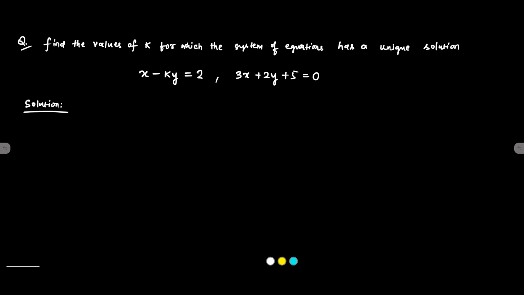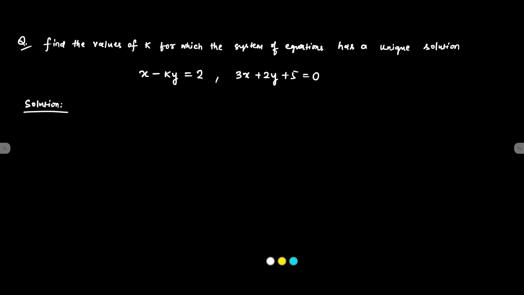So here is another question on conditions for solvability of linear equations. It is given: find the values of k for which the system of equations below has a unique solution. The equations are x minus ky is equal to 2 and 3x plus 2y plus 5 is equal to 0. One equation is not in standard form, one is already in standard form, so we have to write both of them in standard form.